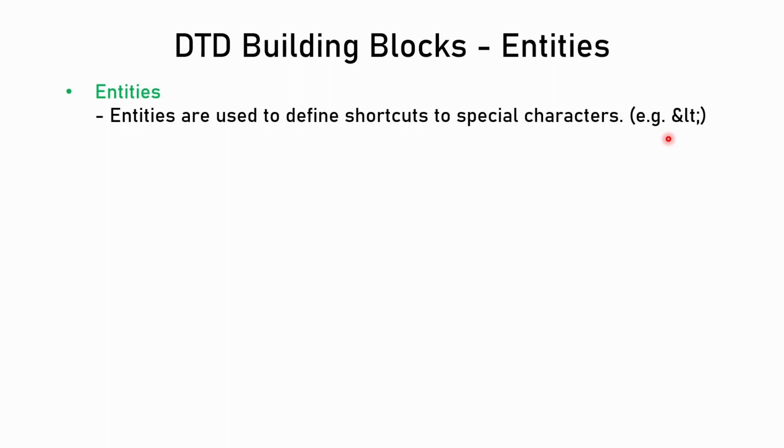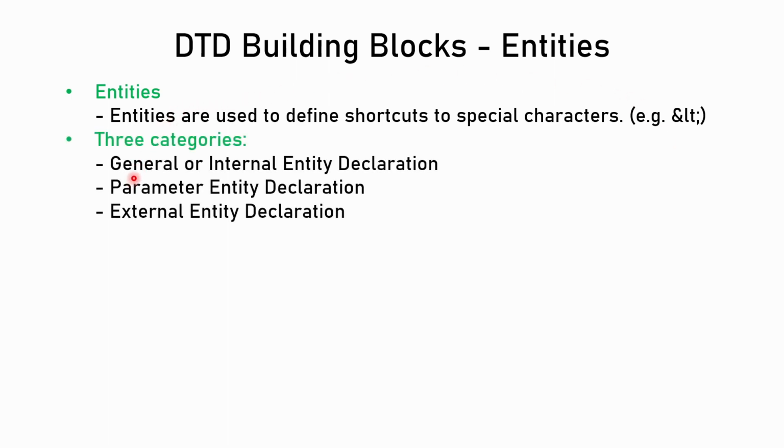So when it comes to entities, instead of built-in entities, it is possible to define some user-defined entities as well. For example, there can be three categories of user-defined entities: general or internal entity declaration, parameter entity declaration, and external entity declaration. We will be taking a closer look at each of them. For now, let's start with internal or general entity declaration.